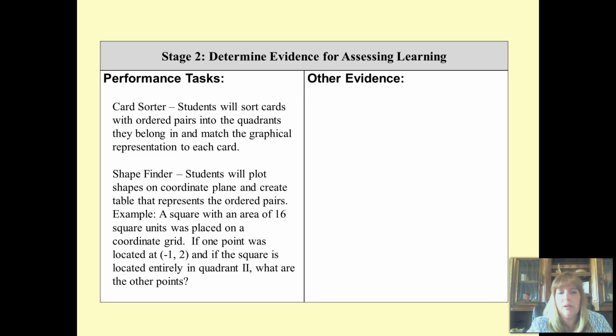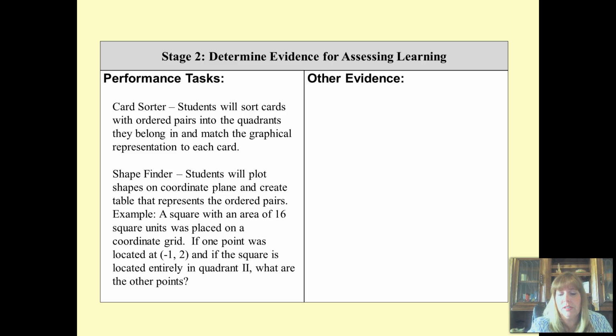A square with an area of 16 square units was placed on a coordinate grid. If one point was located at (-1, 2), and if the square is located entirely in quadrant 2, what are the other points? And so the kids would draw that out and then make their table to go with it.